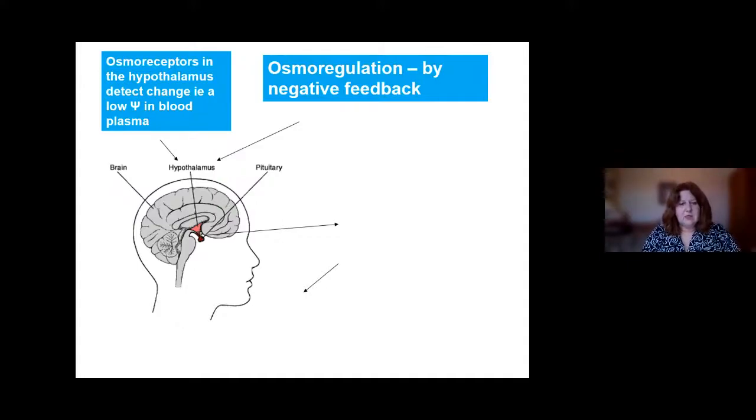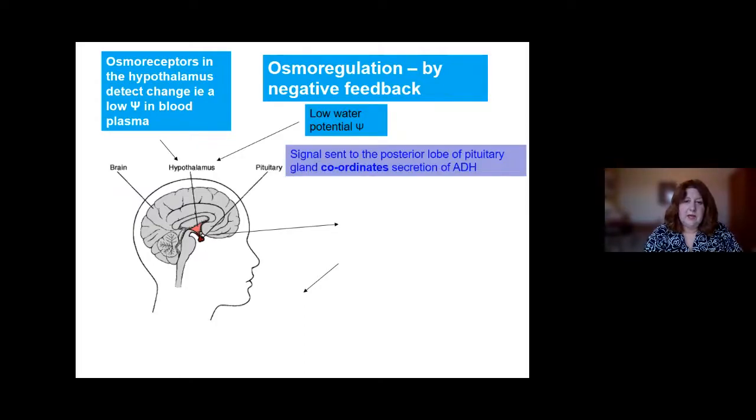In this case, there's a part of the brain you can see there, the hypothalamus, the master gland there, and it has receptors we call osmoreceptors. They will detect a low water potential. All right, so if there's a low water potential, a low psi there in the blood plasma, they will detect that and they will immediately then react to that. They will send a signal to the pituitary gland.